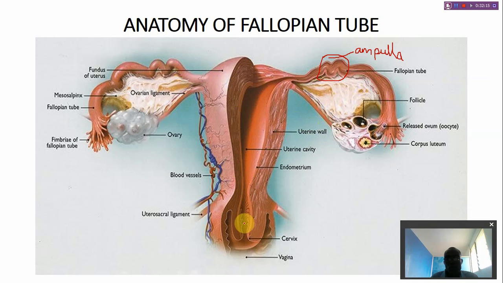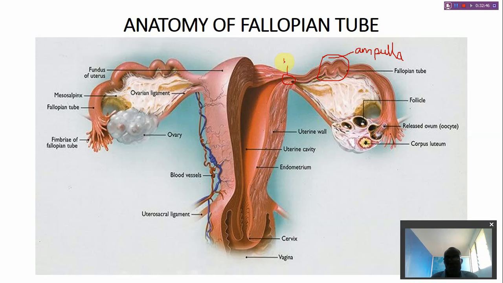You can see the endometrium flowing into the fallopian tube. That's why if there's any infection from the vagina into the cervix, it goes through the endometrium and into the fallopian tube. You can also see the ovarian ligament connected to the fundus, at the junction of the beginning of the fallopian tube, which is this junction here, the isthmus or the interstitial.